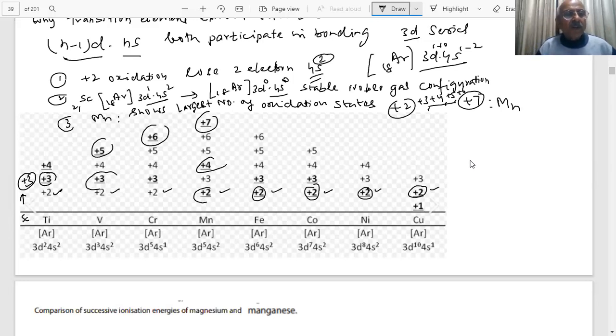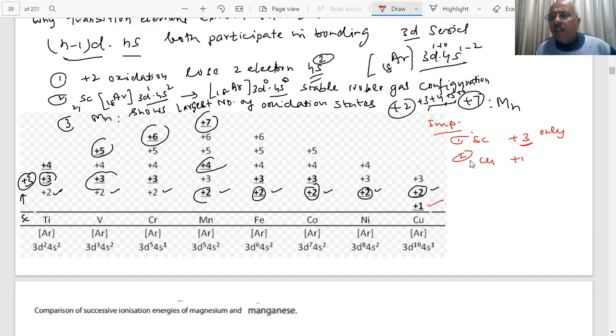But what are the important features to be noted here? Questions will be there on that. Scandium shows only +3, because after losing 3 electrons it becomes a stable noble gas configuration. And importantly, copper also shows +1 oxidation state.